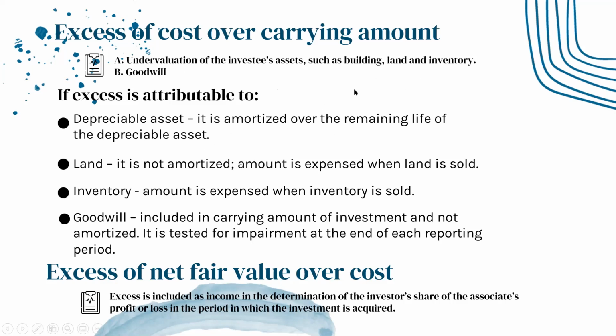So, for example, ang sabi is, kaya nagkaroon ng excess is dahil sa building. So, let's say yung excess is 2 million, i-divide mo siya sa remaining life, then i-amortize mo siya every year. So, ang recording mo nun is, magkakaroon ka ng debit sa iyong investment in associate account, then yearly mo siyang gagawin. So next is land.